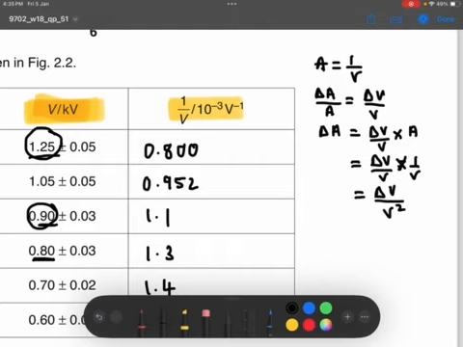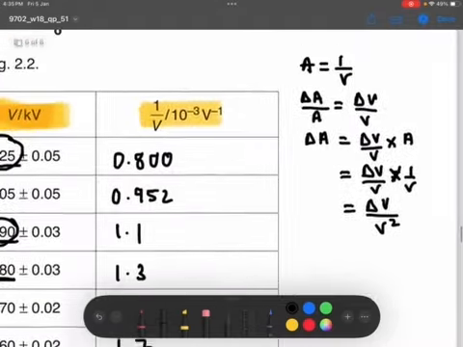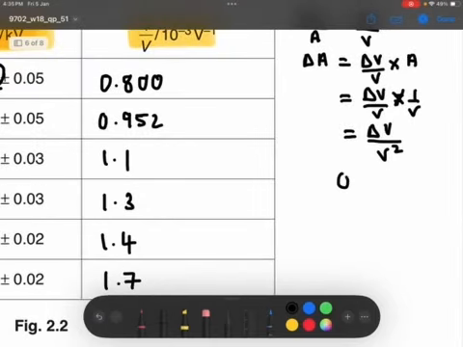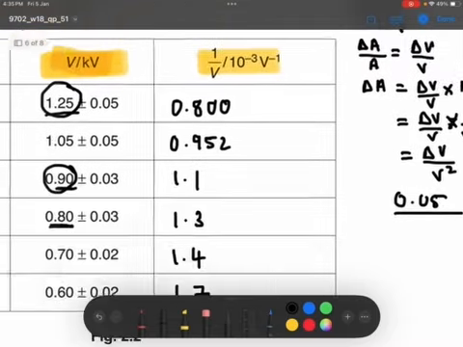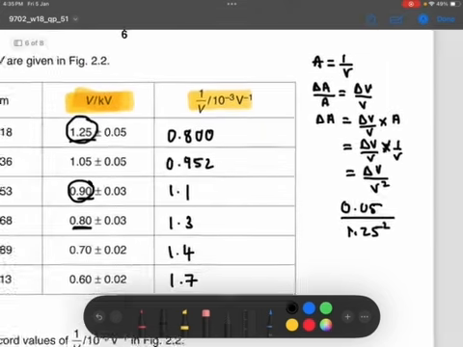Now, there's not going to be much problem as regards the 10 to the power of minus 3. We're just going to ignore it as if it is not there. Of course, you have to be careful when you're dealing with different papers. So in this case, firstly, I'm going to take as an example 0.05, which is the uncertainty of 1.25 there, divided by 1.25 squared. That's how I find the first uncertainty.